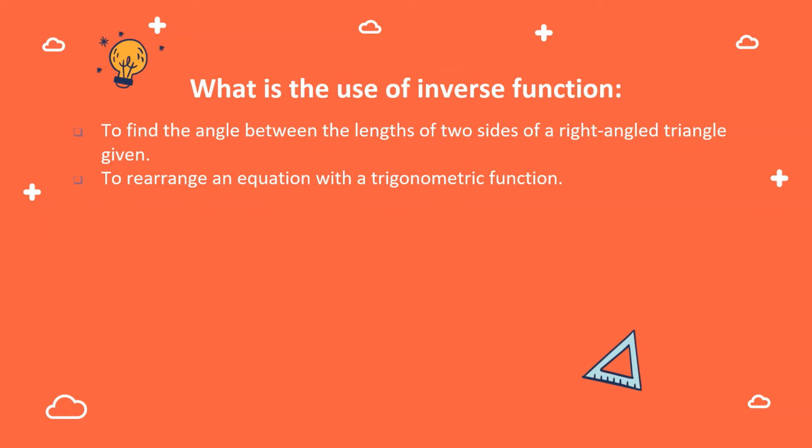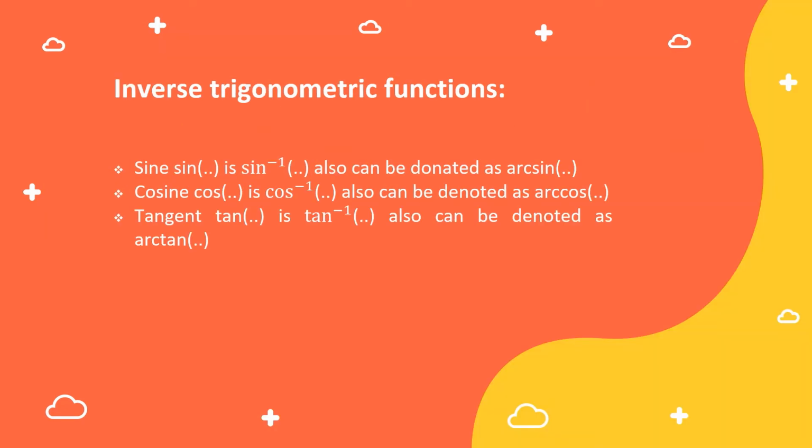We use inverse functions to find the angle between two sides of a right angle triangle, and to rearrange an equation with a trigonometric function. The inverse function of sine is sin to the power of -1, also written as arcsin. The inverse function of cosine is cos to the power of -1, also written as arccos. The inverse function of tangent is tan to the power of -1, also written as arctan.